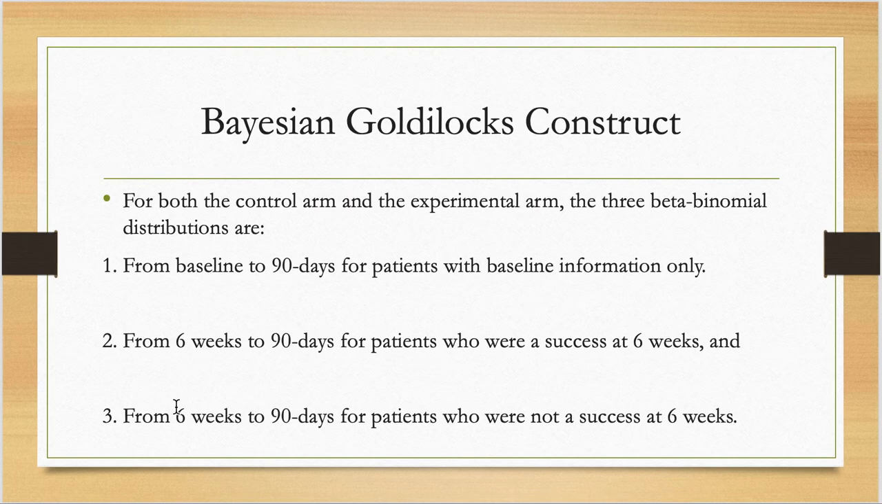And in the Bayesian Goldilocks construct, for both the control arm and the experimental arm, the 3 beta binomial distributions are: number 1, from baseline to 90 days for patients with baseline information only. Number 2, from 6 weeks to 90 days for patients who were a success at the 6-week mark. And number 3, from 6 weeks to 90 days for patients who were not a success at 6 weeks.